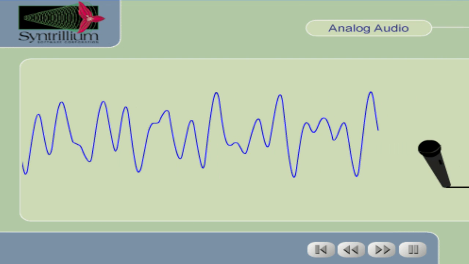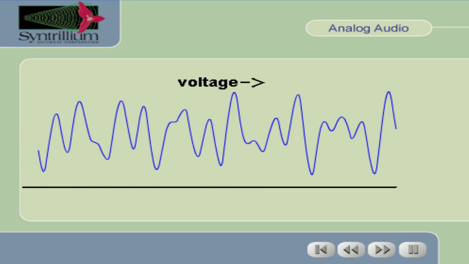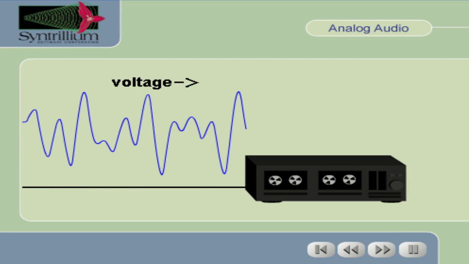A microphone works by converting the pressure waves of sound into changes in voltage on a wire. These changes in voltage match the pressure waves of the original sound. High pressure is represented by high voltage, and low pressure is represented by low voltage. Voltages travel down the microphone wire and can be recorded onto tape as changes in magnetic strength, or on vinyl records as changes in amplitude in the groove.